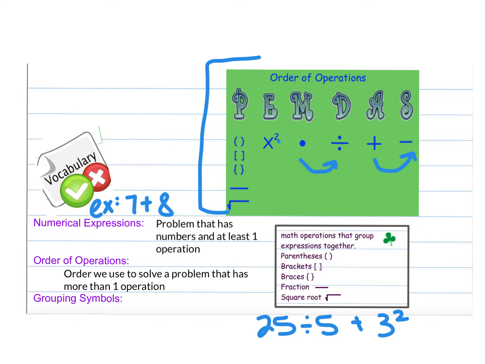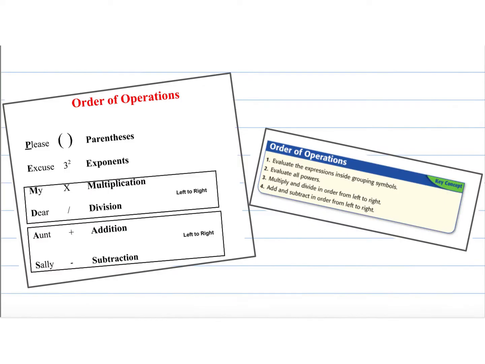And then grouping symbols, these are what are over here in the box. These are things like parentheses, brackets, braces, the fraction bar, square roots. They are ways that we are grouping numbers or operations together. So make sure you have that all written down.